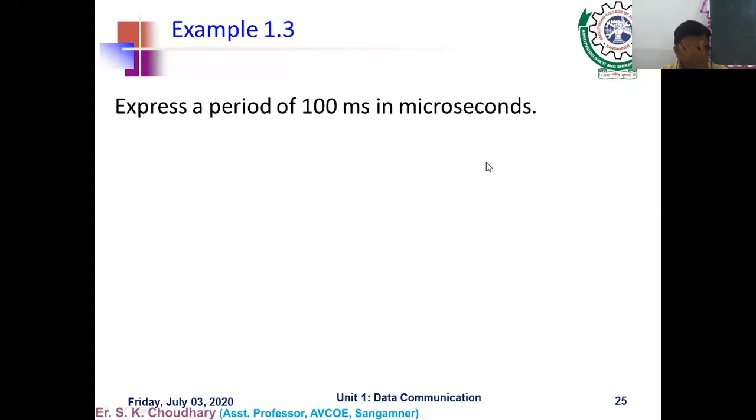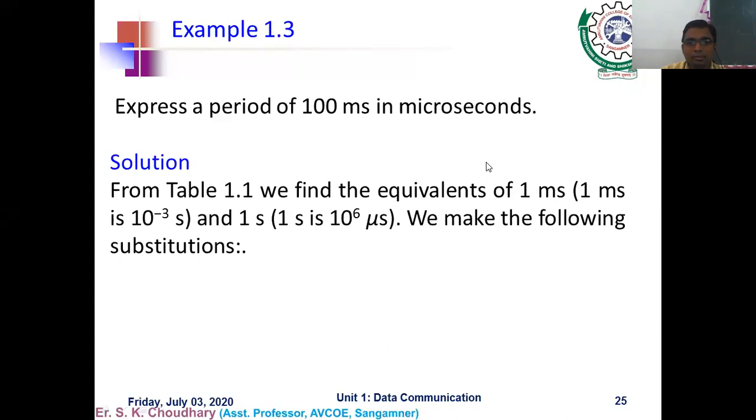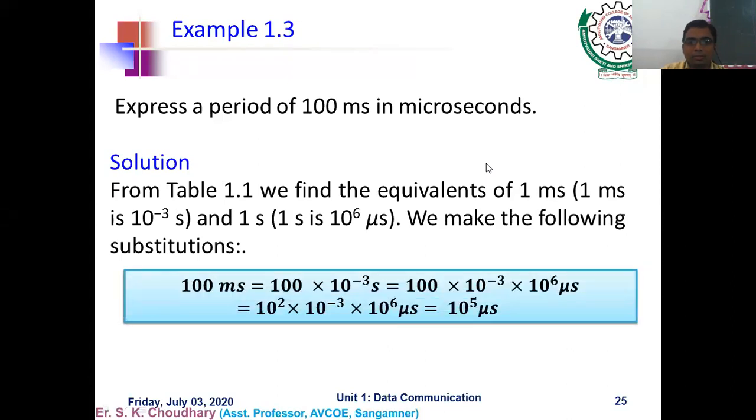0.1 micro. Okay, two answers are coming. Okay, let us see the solution. How we have to convert. So you have to see 10 to the power 5 microsecond. Both answers given by you are not correct.